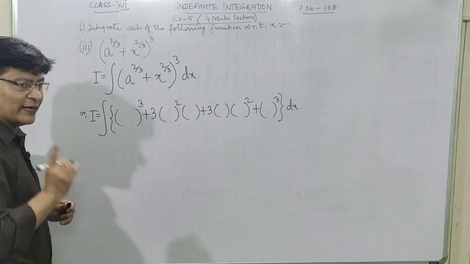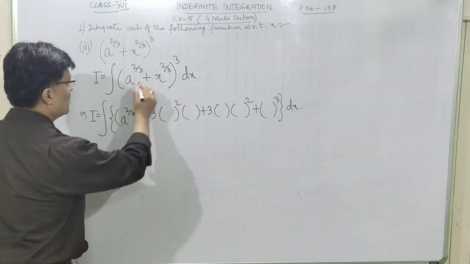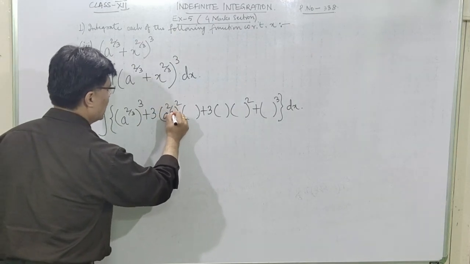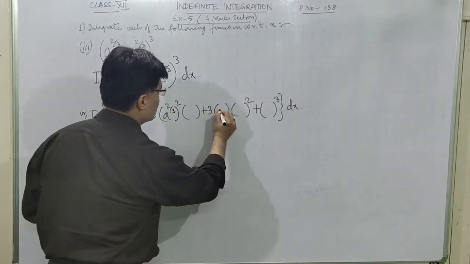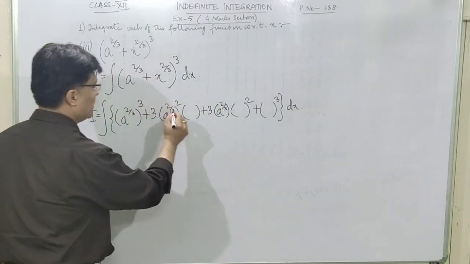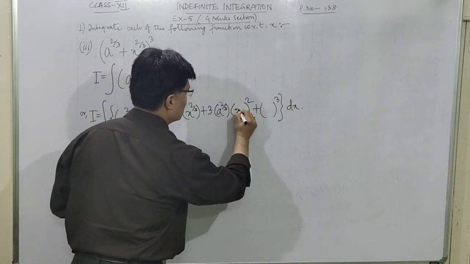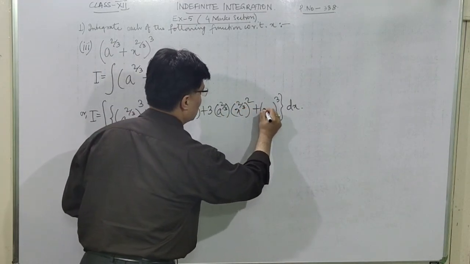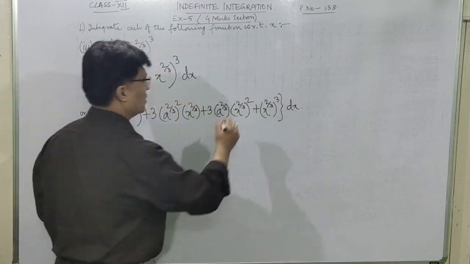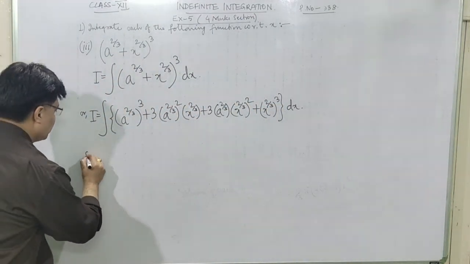Now what is the value of a? In this case it is a to the power 2/3. This is a to the power 2/3, this is also a to the power 2/3, and this is also a to the power 2/3. Then what is b here? This is x to the power 2/3. This is also x to the power 2/3. This one is also x to the power 2/3. Okay, now let's simplify it.